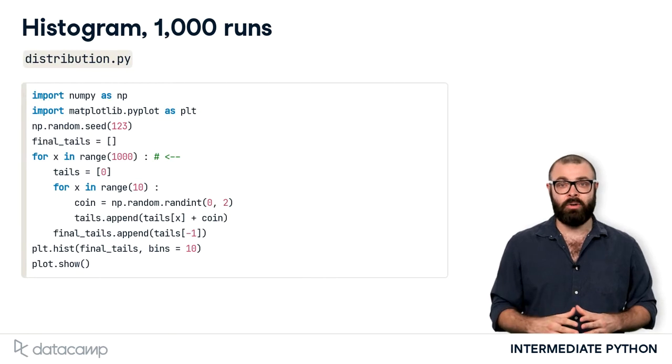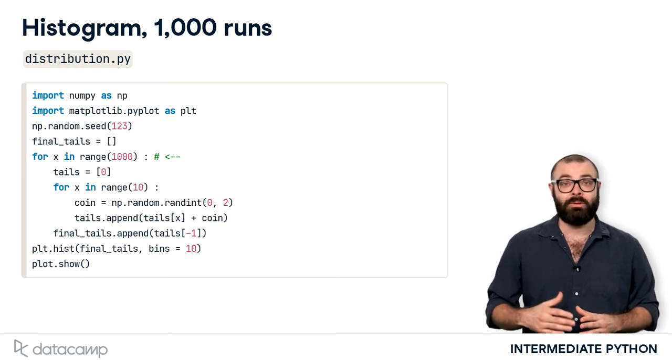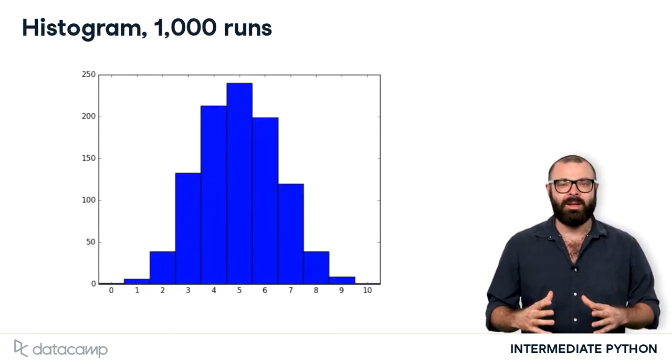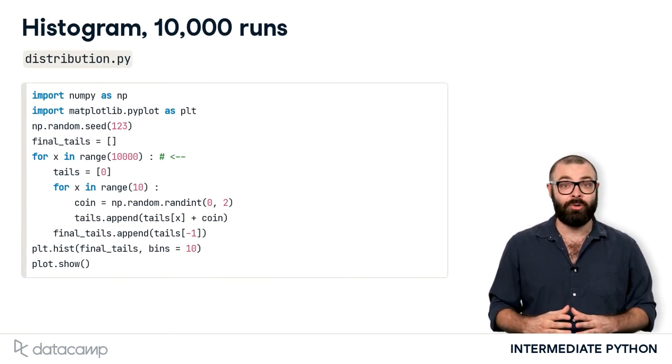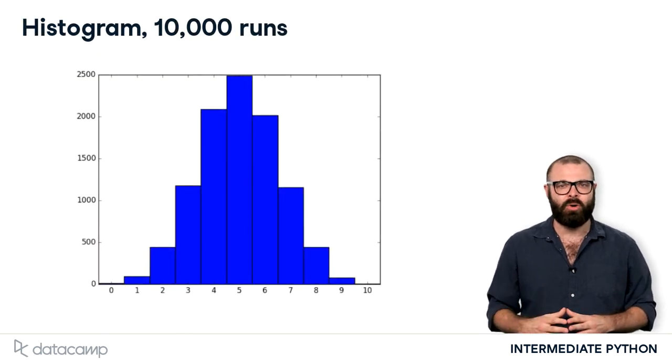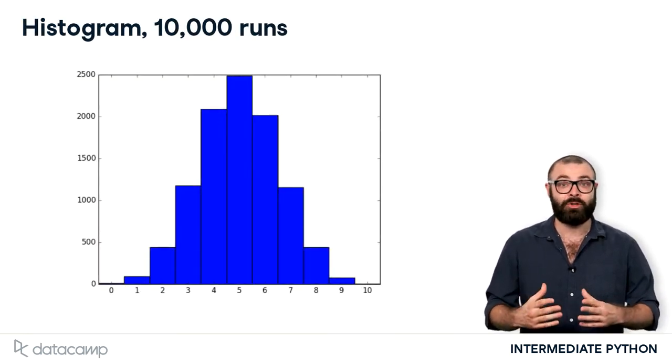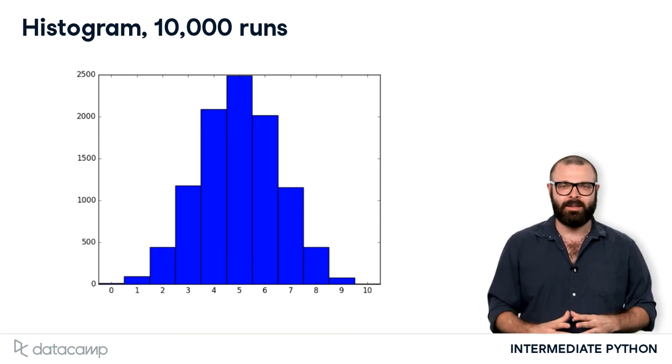Let's head back to the code and now simulate the coin toss game 1,000 times by changing the range in the top level for loop. This time, the histogram already looks better. If we change the code to do it 10,000 times and run the script once more, the distribution starts to converge to a bell shape. In fact, it starts to look like the theoretical distribution.